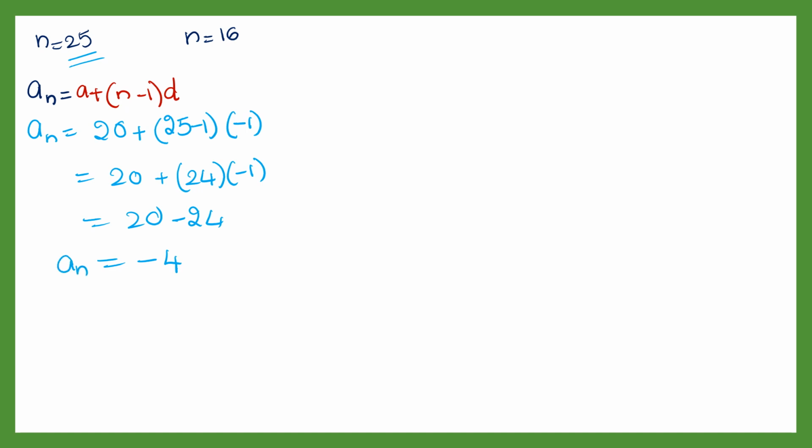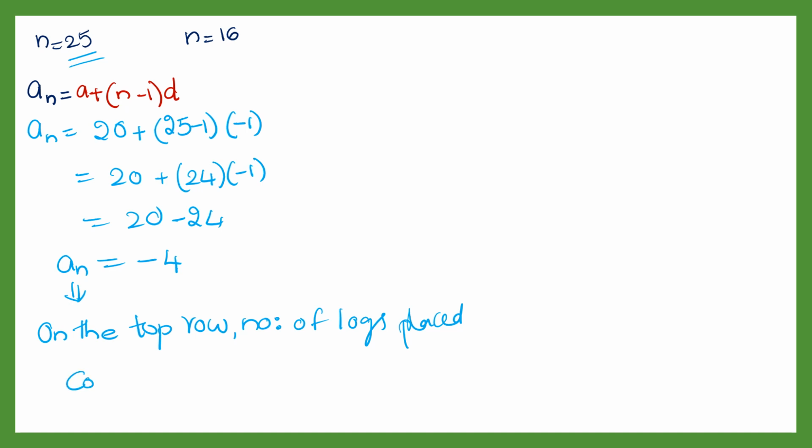So nth term you are getting minus 4. Is this possible? Nth term an means on the top row, how many logs are placed? We will know by this n term. An means the top row, number of logs placed. Number of logs, that is count of logs, will never be negative. Count of logs will not be a negative number.